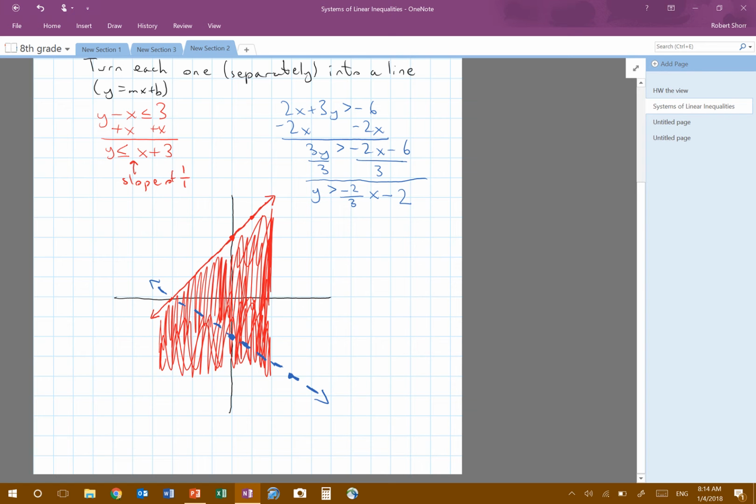And it is greater than. So watch what I'm going to do now. I'm going to fill in, right? I'm going to shade everything above the blue line, even if it overlaps with the red shading.